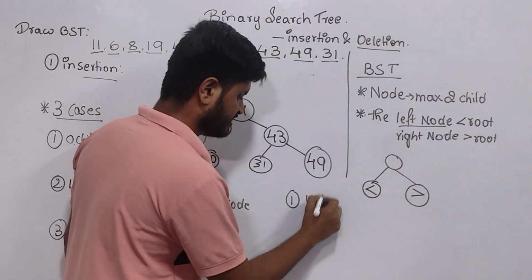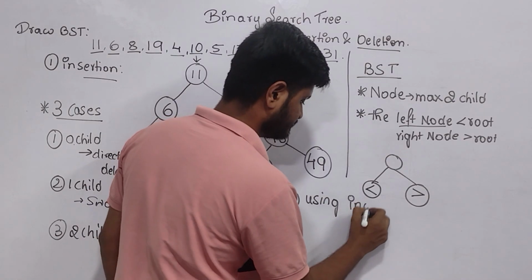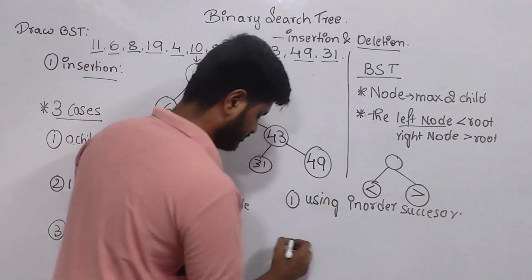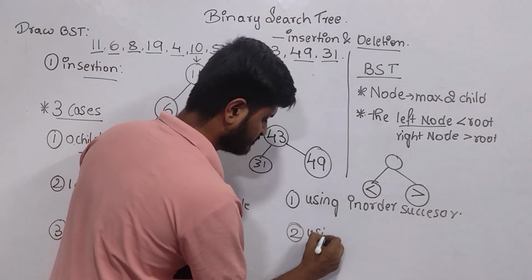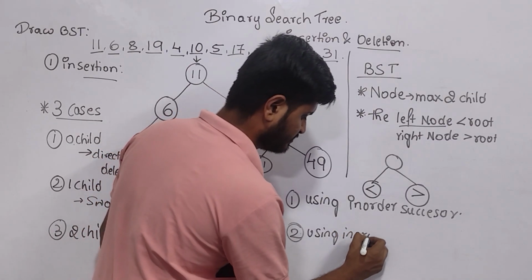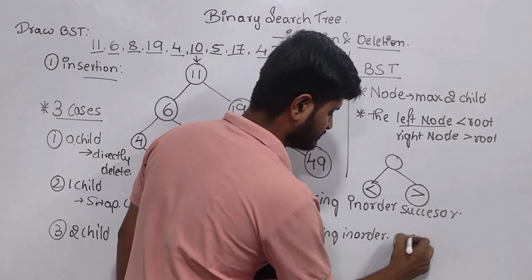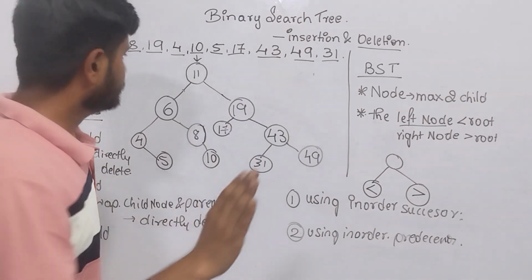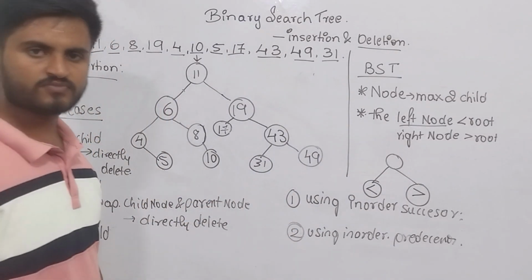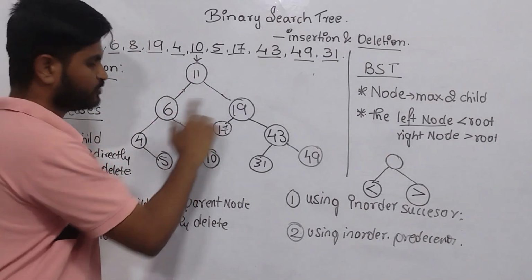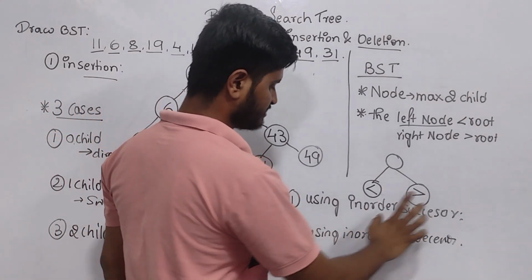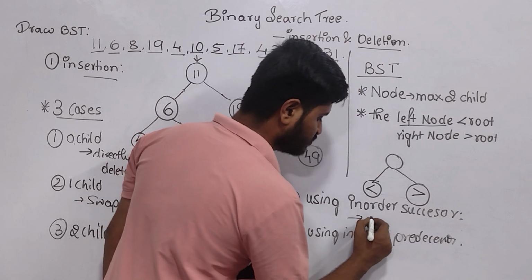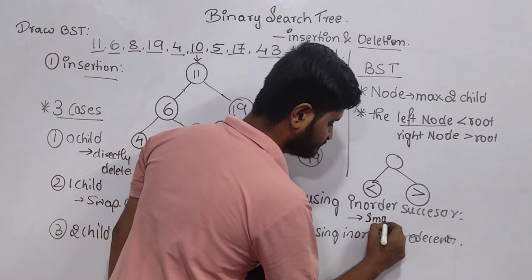One will be using inorder successor. Or the second one will be using inorder predecessor. So what is this? Now let's consider I want to delete 11. So 11 is having 2 child. I can use inorder successor or inorder predecessor. For the inorder successor, you keep it in mind, you must use the smaller value.